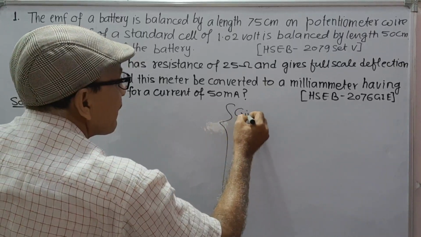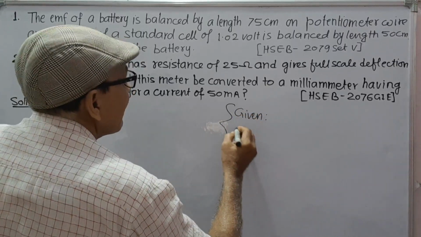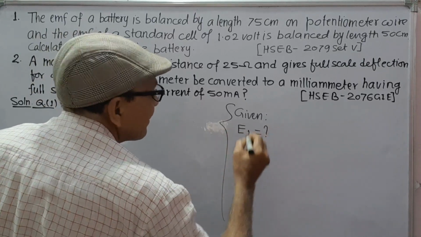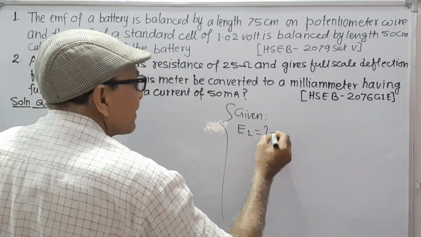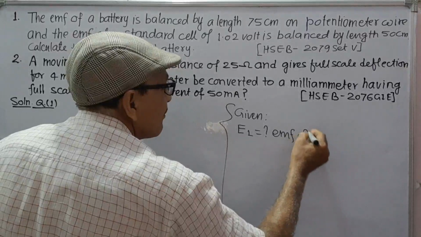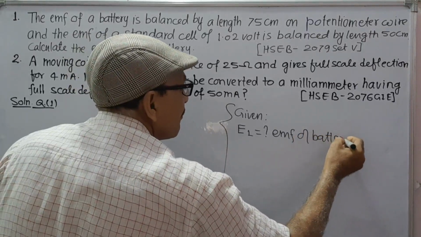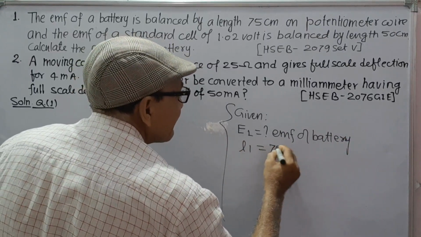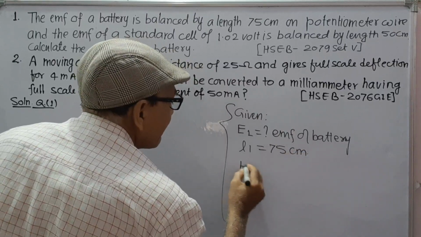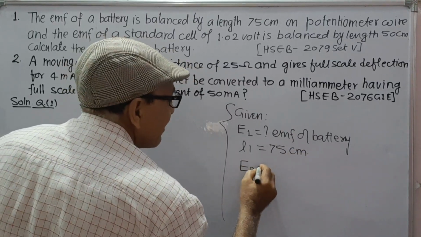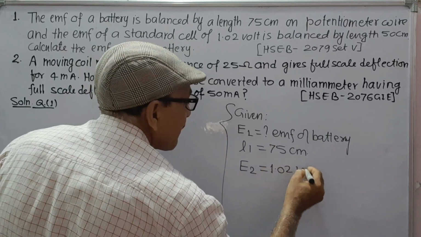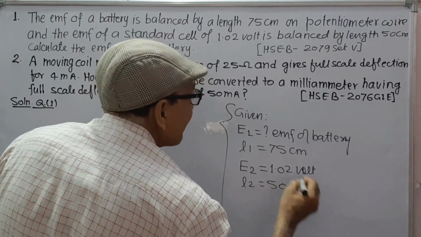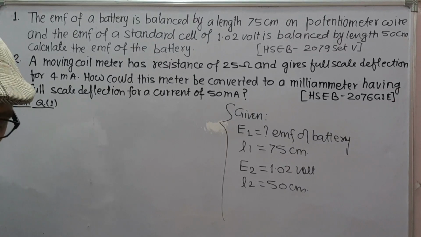Given: E1 is the EMF of battery, for which the balance length is 75 cm. For the cell of EMF 1.02 volt, the balance length is 50 cm. We have to find the EMF of the battery.